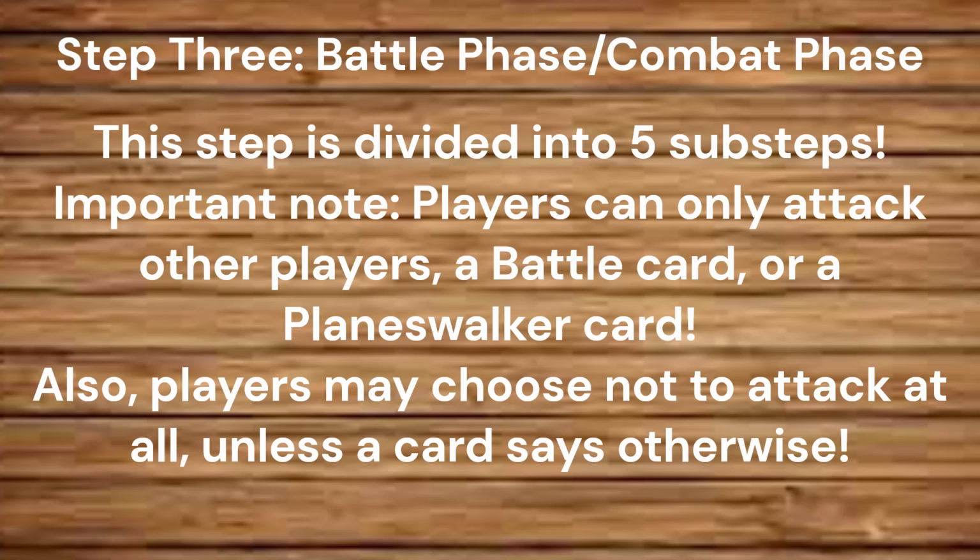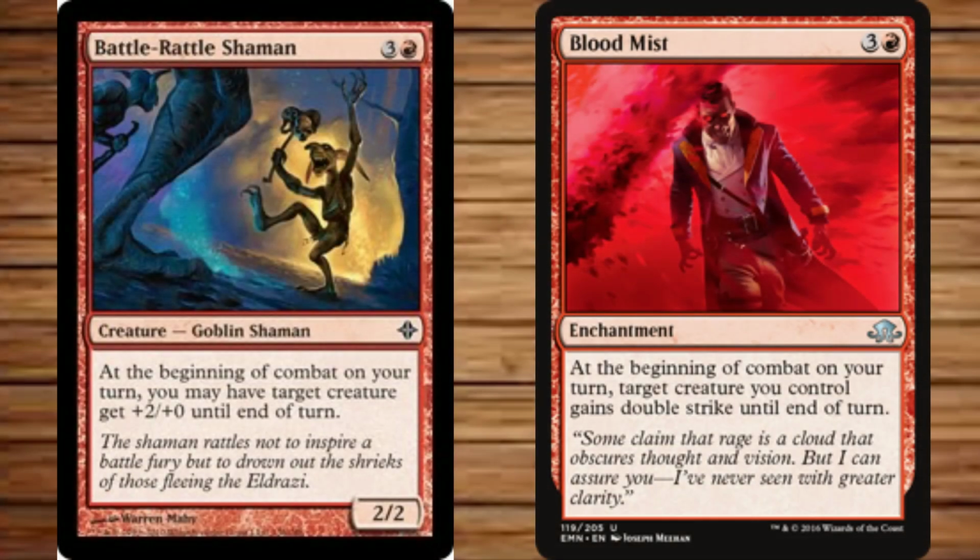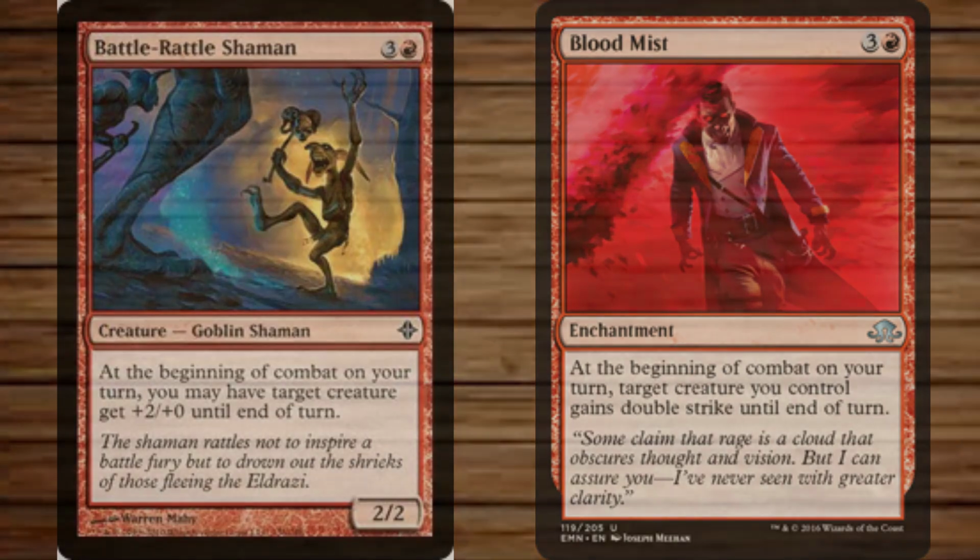Step 3. Battle Phase or Combat Phase. This step is divided into 5 sub-steps. Important note, players can only attack other players, a battle card, or a planeswalker card. Also, players may choose not to attack at all, unless a card says otherwise. Beginning of combat. The player announces that they are entering combat. Some abilities may trigger here, just like on the upkeep step.